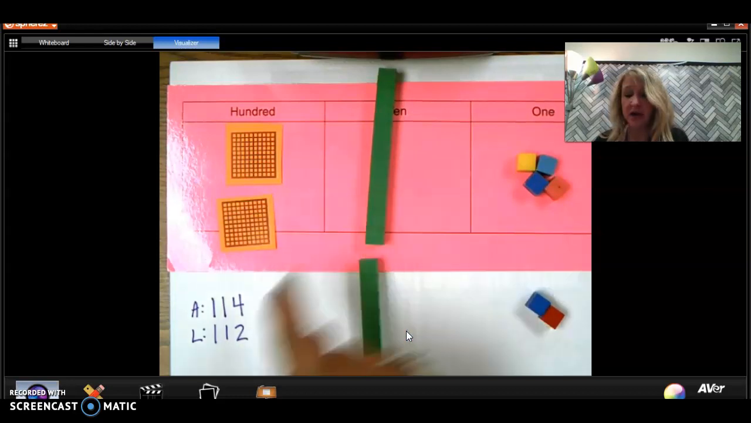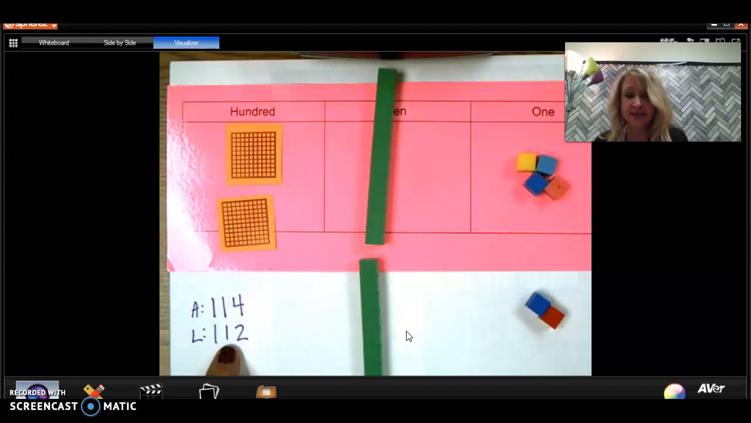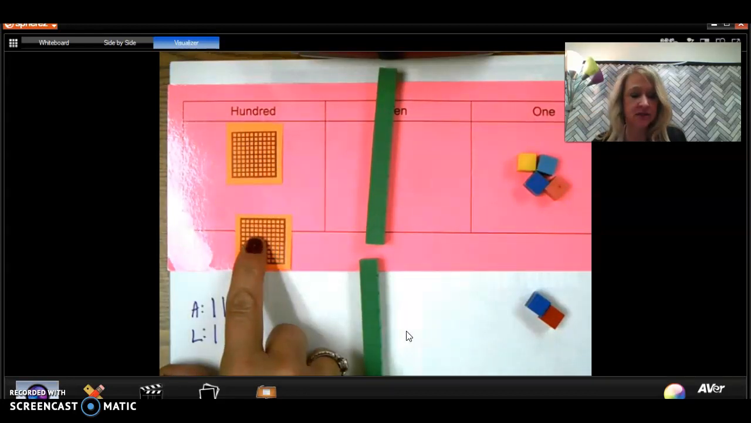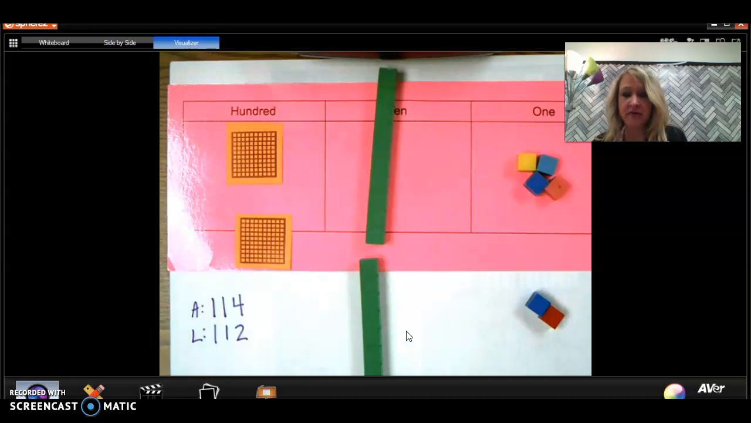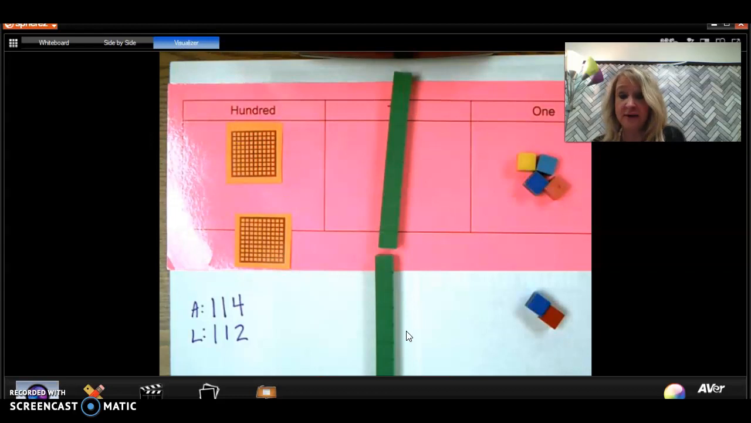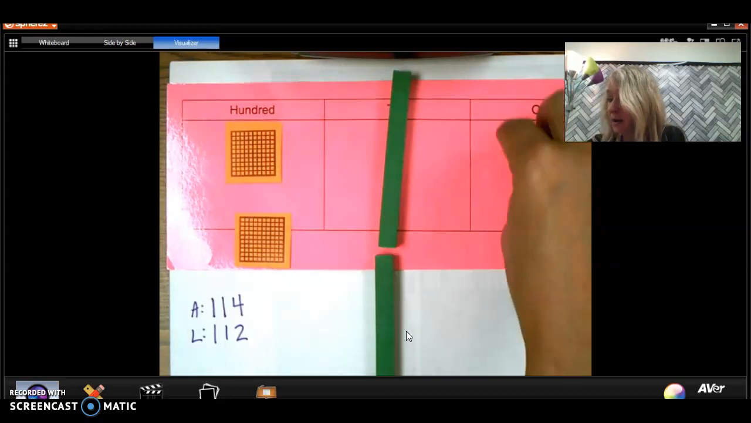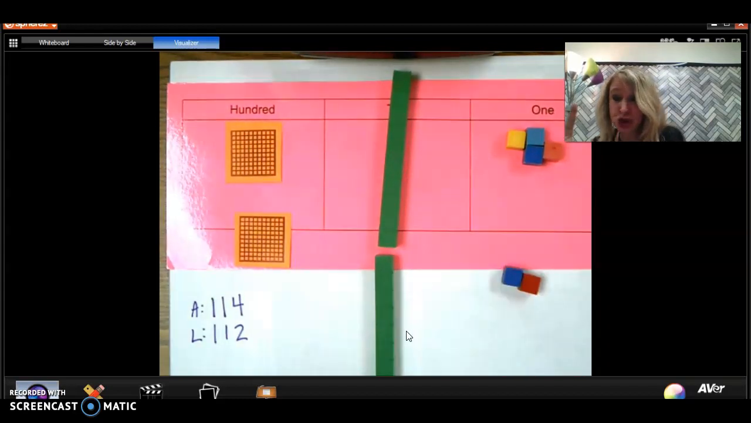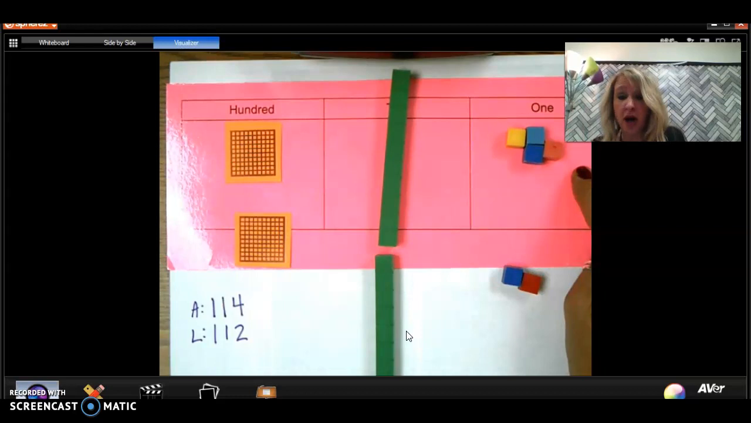What is the same about these two numbers? What do you notice that is the same? How are they alike? Yes, they both have 100. What else do they both have? They both have 10. Very good. What do you notice that's different about these two numbers? Amanda has 4 ones and Linda has 2. So their ones are different.